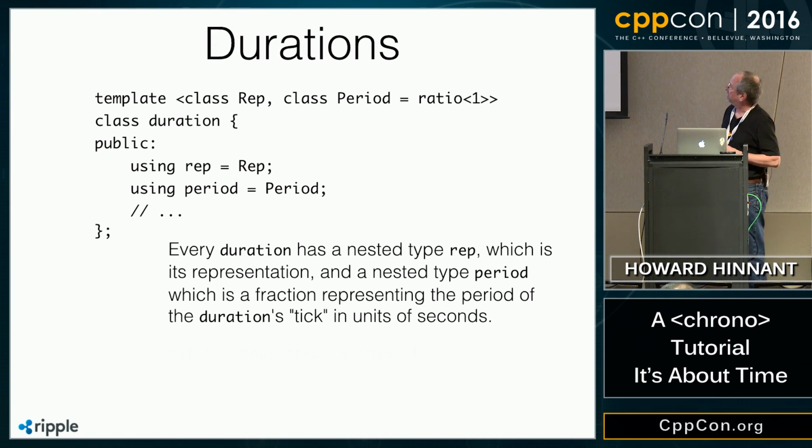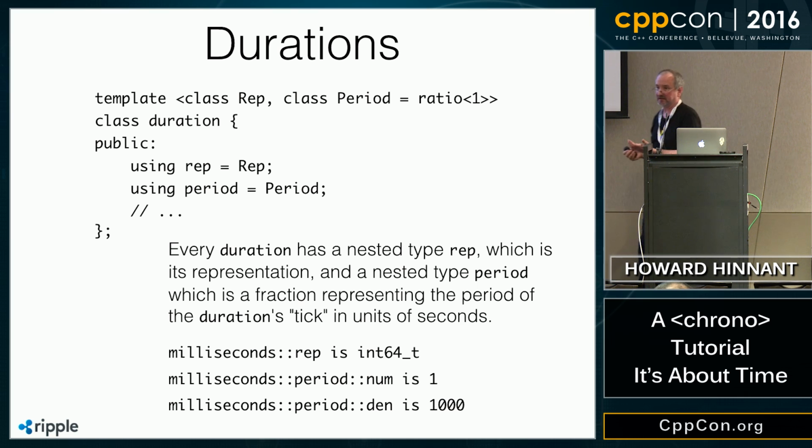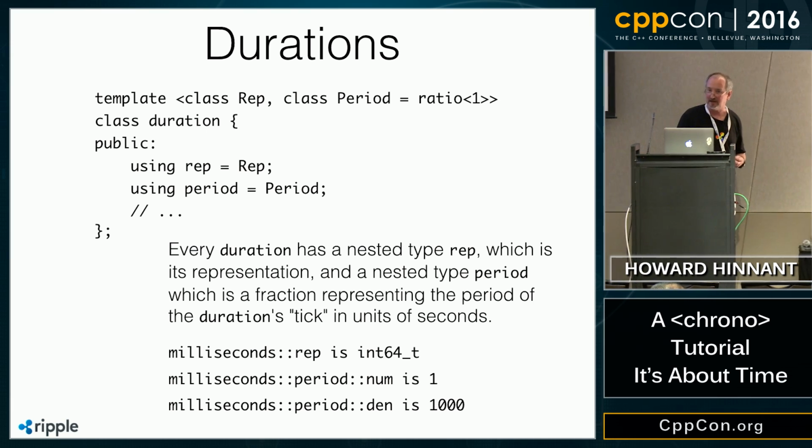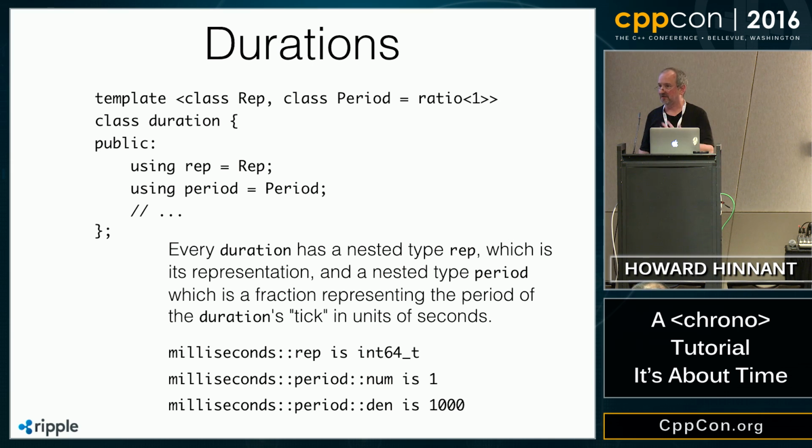Now, one of the nice things about duration, it has these nested types called rep and period, so that if you get a duration, say that it's generic, and you don't know what it is, and you want to inspect it, you can say, if it was milliseconds, for example, you can say milliseconds::period, that's the ratio, get the numerator out of it, and that's going to be 1. And you get the denominator out of it, that's going to be 1,000. If you want to see what the representation type is for the milliseconds, it's not specified to be int64_t, but in practice, that's exactly what it is. So these are all very observable. All of the compile time characteristics of all of your durations are very observable.